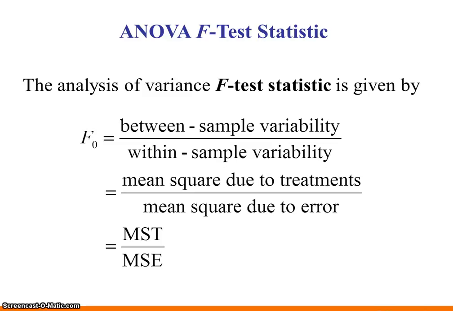But so the test statistic in this case will be the between sample variability divided by the within sample variability, and so we're going to basically call this the mean square due to treatments. We'll abbreviate that with MST, and the bottom we'll call the mean square due to error. We'll call that MSE.